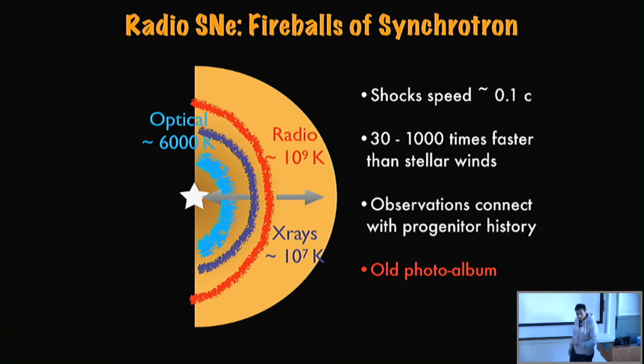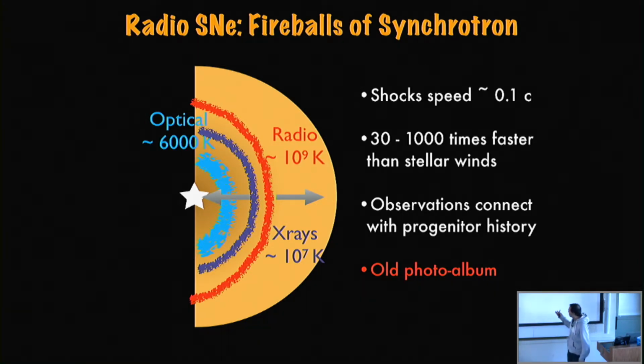So another way to put that is, if you observe a supernova for about a year, you're actually sampling the space around the star, what happened to the star about 1,000 years before it exploded. So it's a very powerful probe of what happened in the star's life just before it exploded. So radio observations connect with the progenitor history very well. And we can use this not only as a probe, but also to see what kind of a star exploded, and even to predict new phenomena about these events.